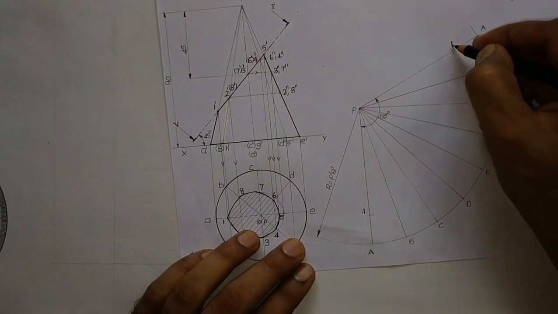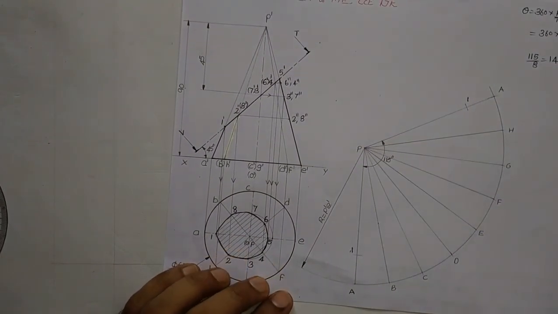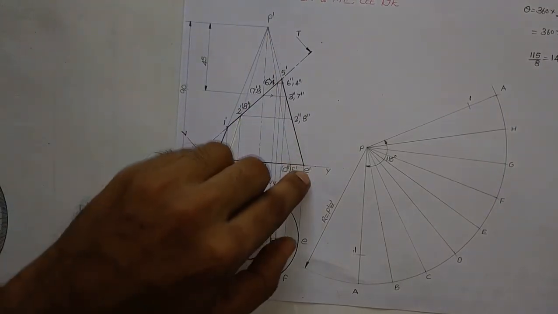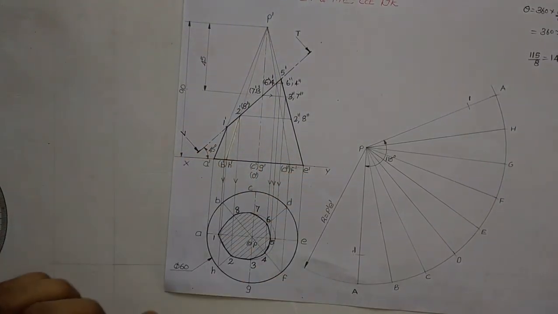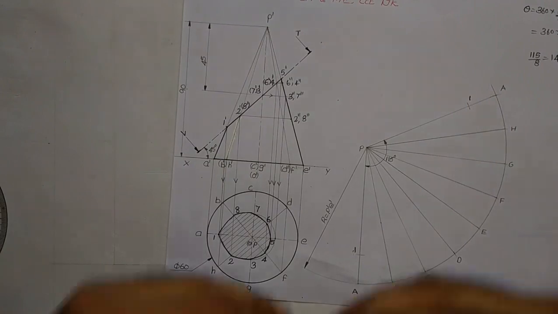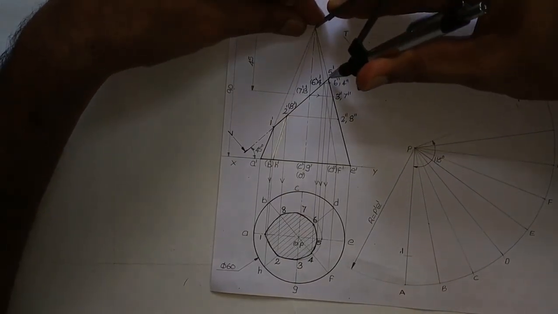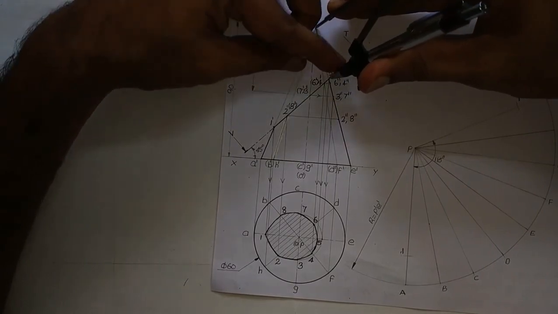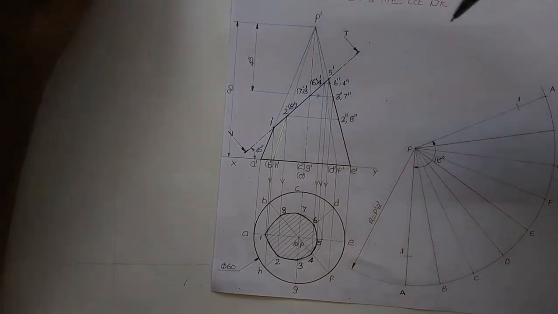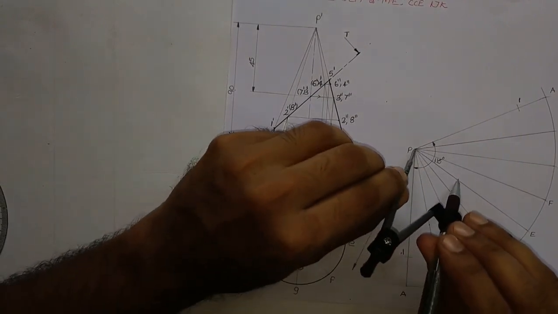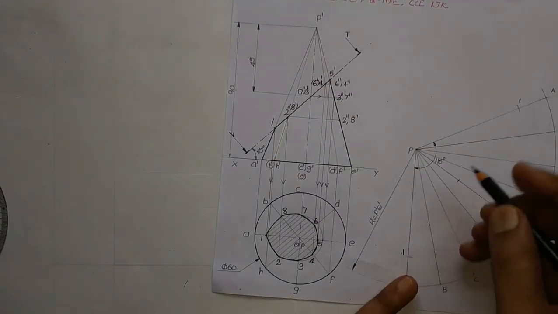1. Now we shall transfer 5 also. So this is also on P dash E dash, which is a true length generator. So this is PE. So this point is 5.